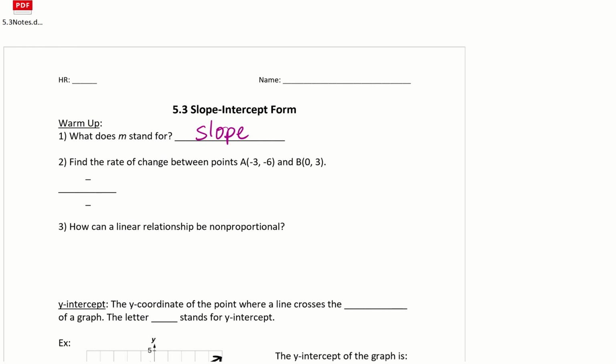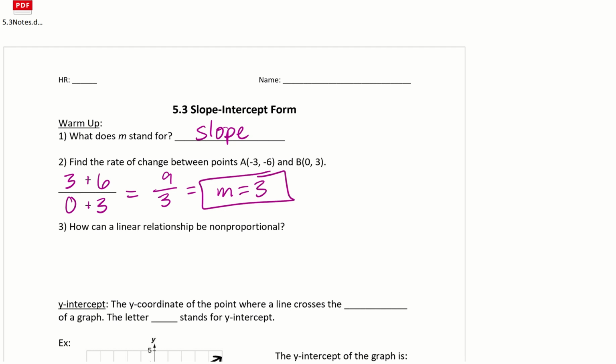Alright, so for number 1, you should have that m stands for slope. On number 2, it's asking you to find the rate of change between points A and B. You should have 3 plus 6 over 0 plus 3 for your slope formula there. 3 plus 6 is 9. 0 plus 3 is 3. Obviously, that should simplify to m equals 3 for your slope.